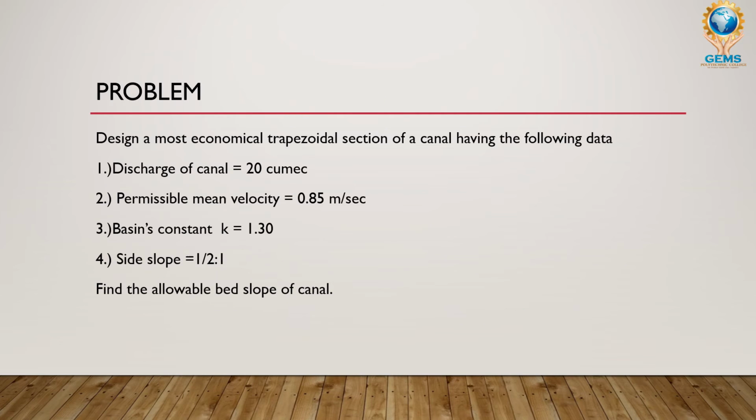Okay, let's read the next problem. Design a most economical trapezoidal section of a canal having the following data. The discharge of the canal is 20 cumecs, that means cubic meter per second. Permissible mean velocity is V equal to 0.85 meter per second. Bazin's constant K is equal to 1.30. Side slope is half to 1. Find the allowable bed slope of canal.